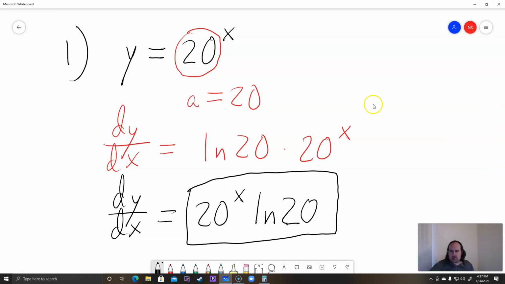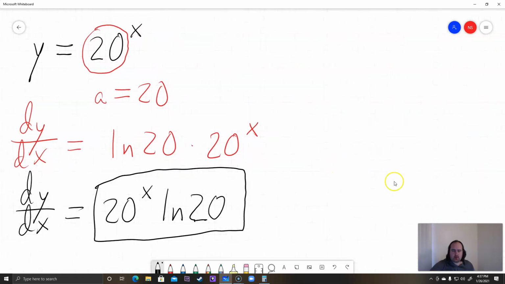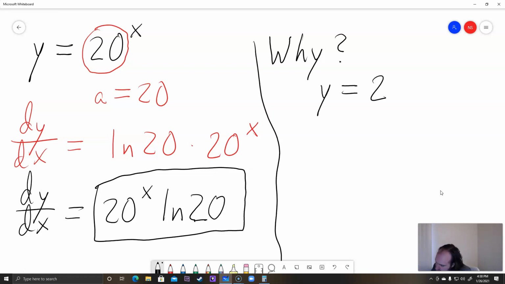Now, where did this formula come from? You might be wondering why this is true. So I don't usually spend a lot of time on why, but this one's easy enough that I'll just go ahead and do it. So why is this true? Well, what you can do is, instead of writing it as the derivative of 20 to the x, you can write y equals 20 to the x. Instead of that, you can write y equals e to the ln of 20, e to the ln of 20 to the x.